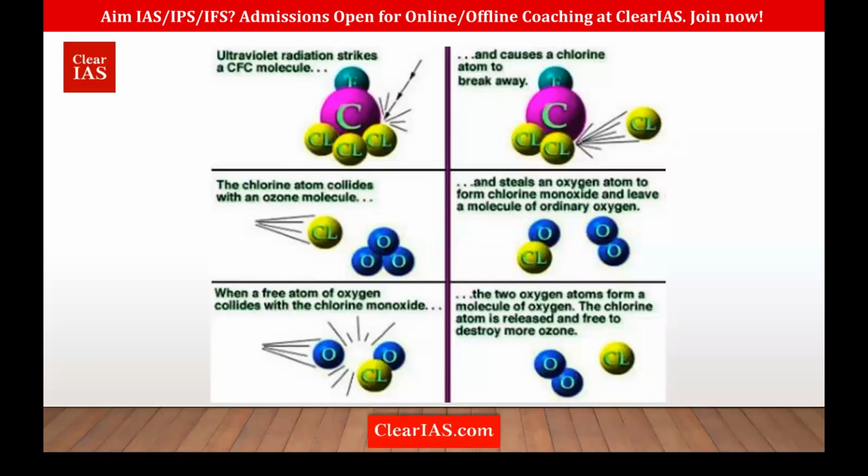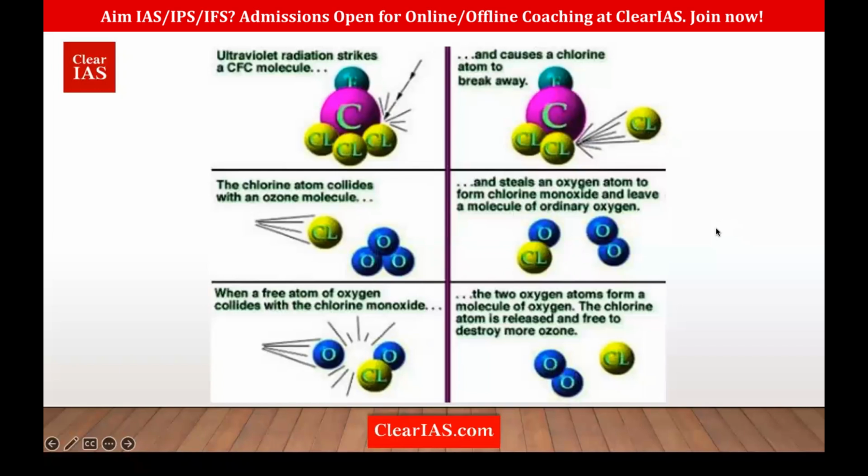So there is a CFC particle, it gets separated, Cl comes alone, it meets with the ozone, ClO is formed and O2 is formed, again it splits into Cl and O, and when it meets another ozone molecule, again the chlorine becomes free, and this process keeps on continuing. That is how the ozone layer gets depleted.